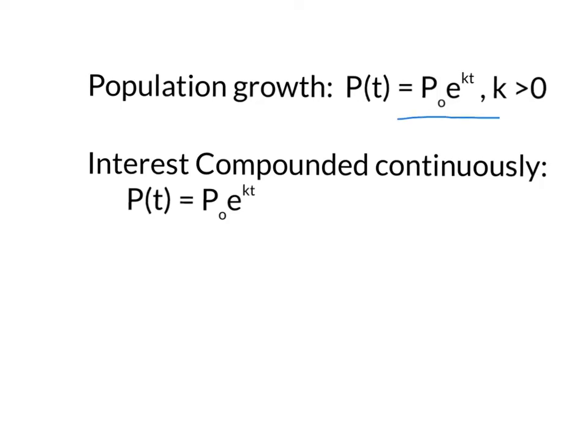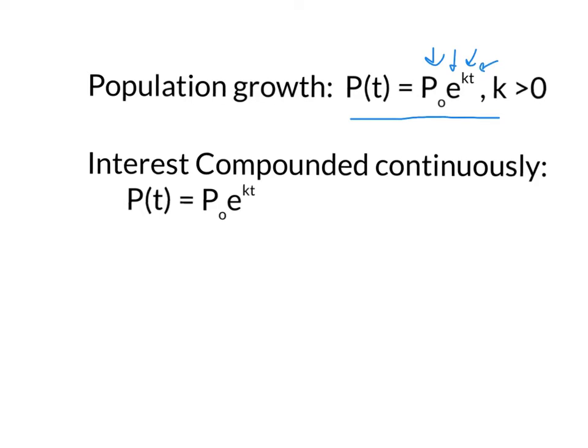The P sub 0 is population at the beginning, or at time 0. E is just a number. K is going to be our growth rate. Everything you see today, every time you see K, it's going to stand for growth rate. T stands for time all day long.